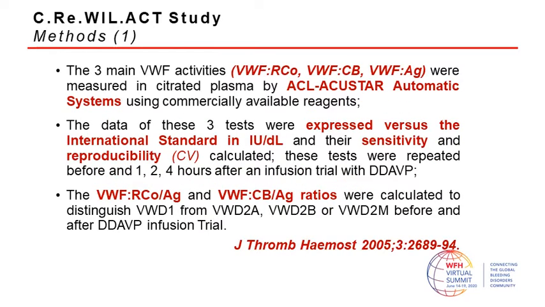Next slide. The three main von Willebrand factor activities, rhesus factor like activity, von Willebrand factor collagen binding, and von Willebrand factor antigen, were measured in citrated plasma by ACL acoustic automatic systems using commercially available reagents. The data of the three tests were expressed versus international standard units, and their sensitivity and reproducibility calculated. These tests were repeated before and at 1, 2, and 4 hours after an infusion trial with DDAVP. Of course, we applied the ratios of von Willebrand factor activity to antigen and collagen binding to antigen, to distinguish between type 1 and other types of von Willebrand disease, especially before and after the DDAVP infusion trial.